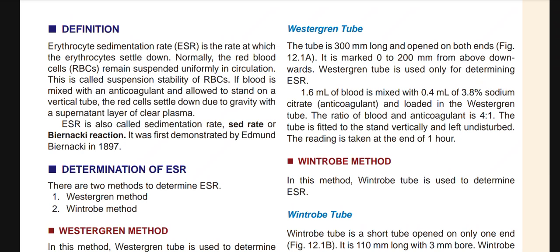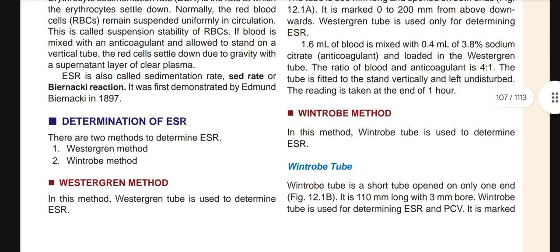1.6 ml of blood is mixed with 0.4 ml of 3.8% sodium citrate, which is an anticoagulant, and loaded in the Westergren tube. The ratio of blood and anticoagulant is 4:1. The tube is fitted to the stand vertically and left undisturbed. The reading is taken at the end of 1 hour. So this is the method of Westergren.